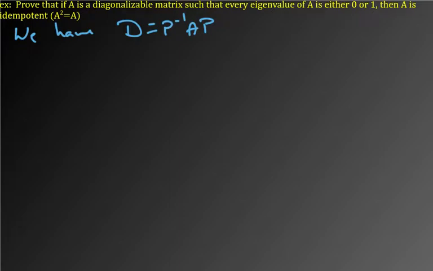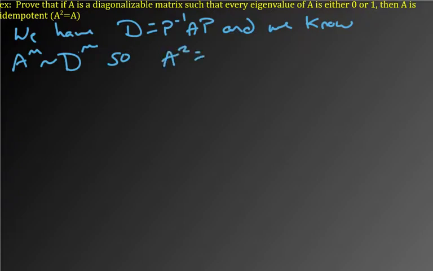And I'm going to also add, and we know, D squared would equal, well, sorry, actually, I'm going to do it the other way. And we know that when we have this kind of thing, A to the m is similar to D to the m. That's supposed to be an m. So we also have that A squared is going to equal PD squared P inverse. I think I did that correct. All right. And that's going to be useful for us in a second.